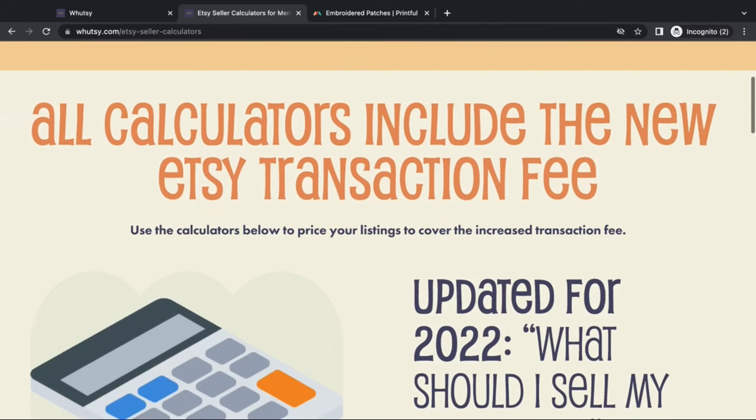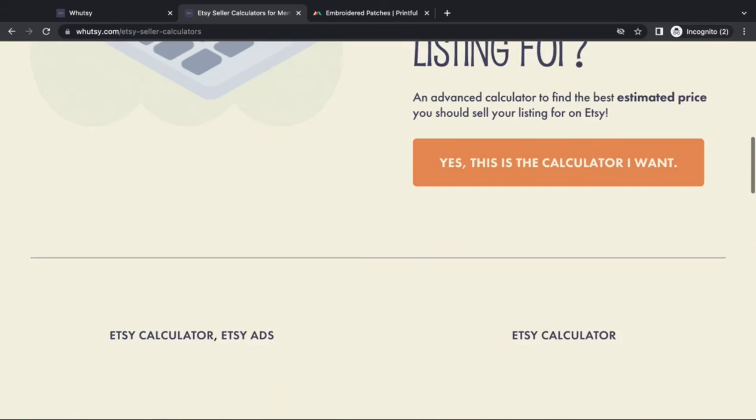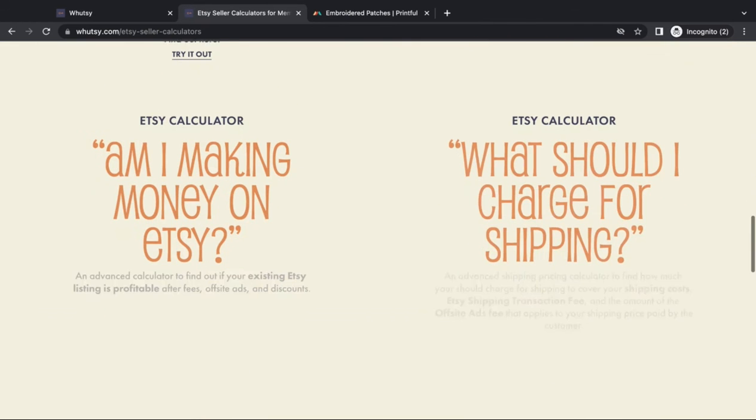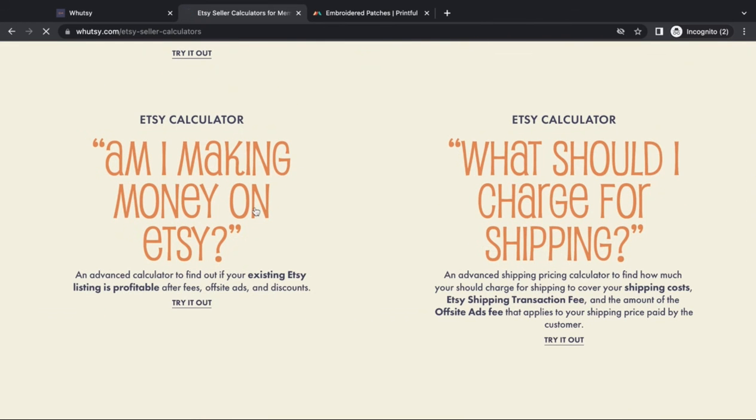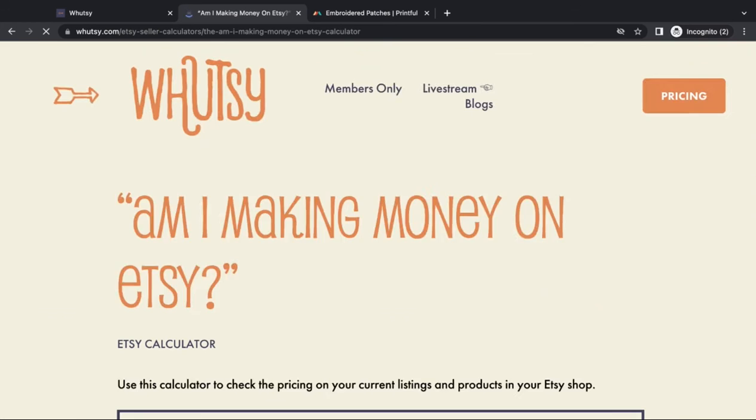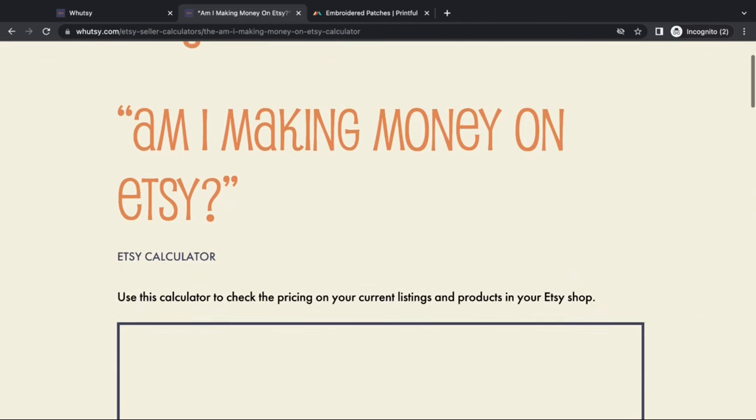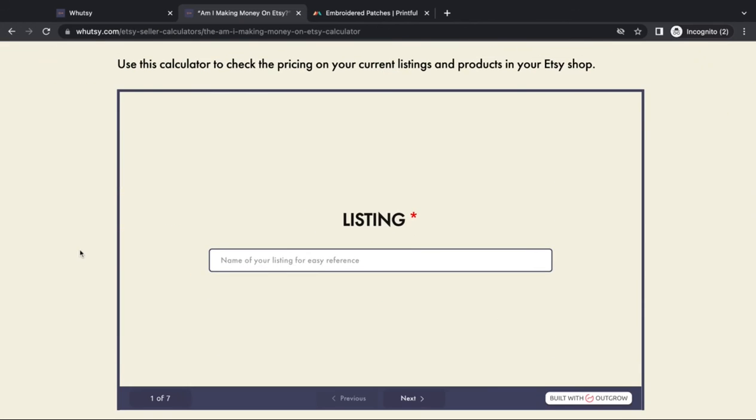Now, some of the other calculators that are in the members only place is the Am I Making Money on Etsy? This calculator is designed for your existing listings to really check and see, are you charging the right price for this? Do I need to charge more? Am I making money if someone clicks through an offsite ad and then uses a coupon, or it's during a sales event or something like that? This is the calculator you want to use for an existing listing.